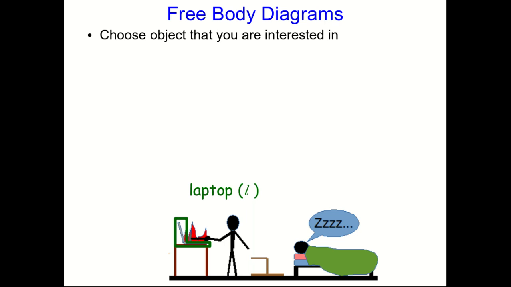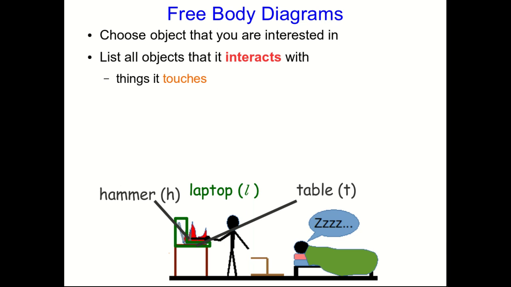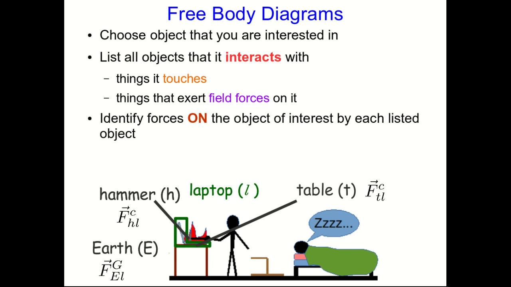And now is a good time to start establishing letters that you're going to use to represent objects. Now list all the objects that the object of interest interacts with. Perhaps start with the objects that it touches, establishing notation as you go, and then things that exert field forces on it. Next, identify all the forces on the object of interest by each listed object.